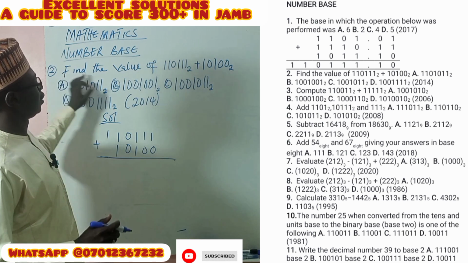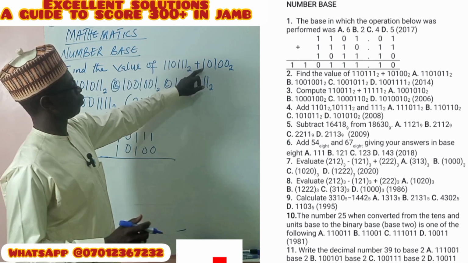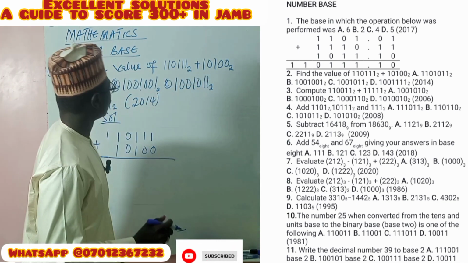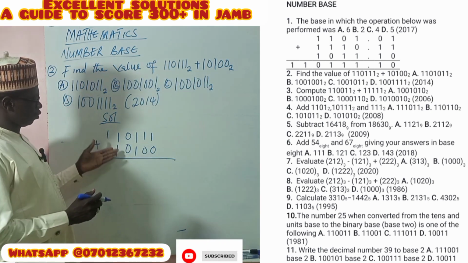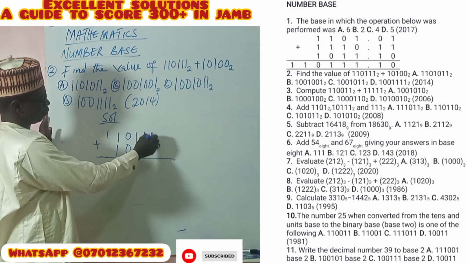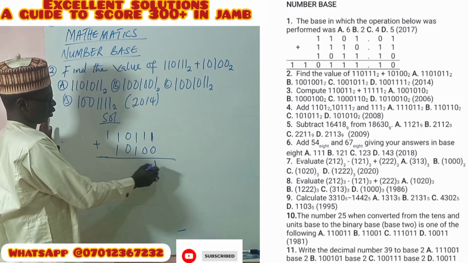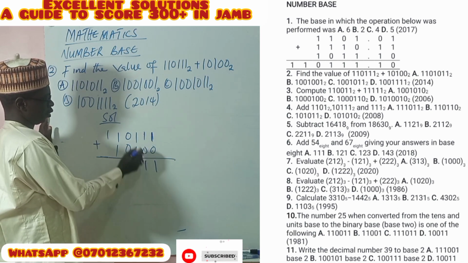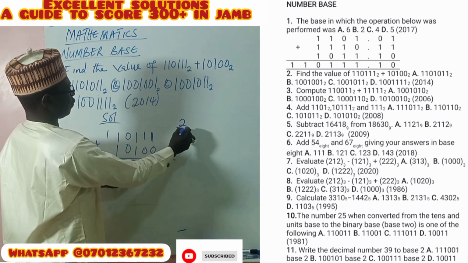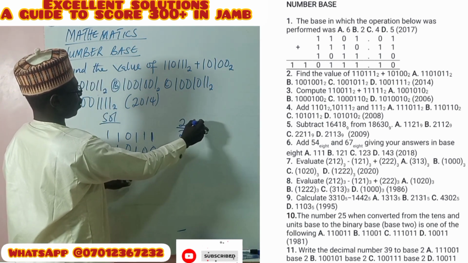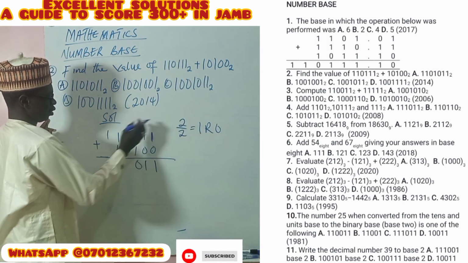Question 2 says, find the value of 11011 base 2 plus 10100 base 2. This is in binary, in number base. So here we start the addition. 1 plus 0 is 1. 1 plus 0 is 1. 1 plus 1 is 2. But 2 in base 2 is the same as 2 divided by 2, you have 1, remainder 0. So we put the 0 and take this 1 here.